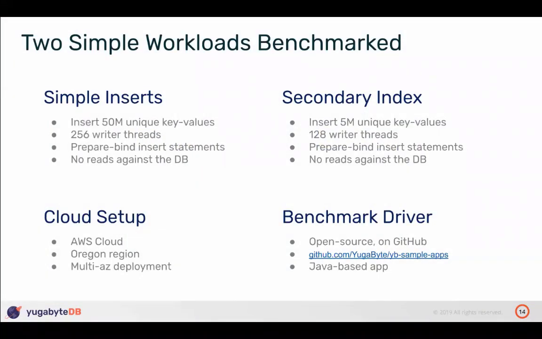Firstly, let's look at the workloads that we benchmarked. The first one is simply insert unique rows. It inserts 50 million unique rows. Each row has a key and a value: a primary key column, which is key, and a value column, which is value. 256 writer threads. We used prepare bind insert statements against all three databases, and there were no reads against the databases when this workload was running. And the secondary index workload is also an insert workload.